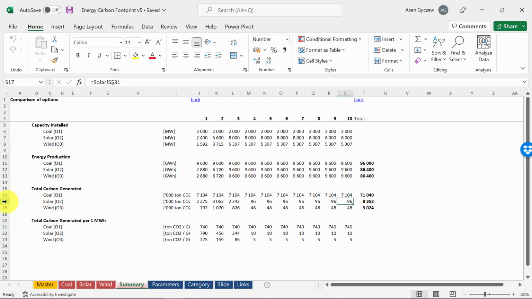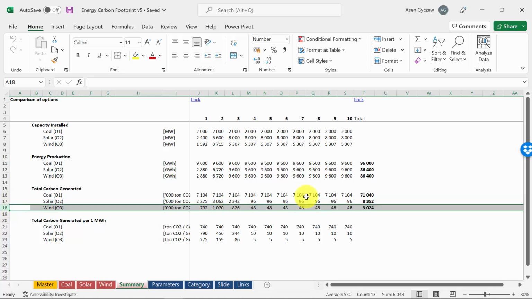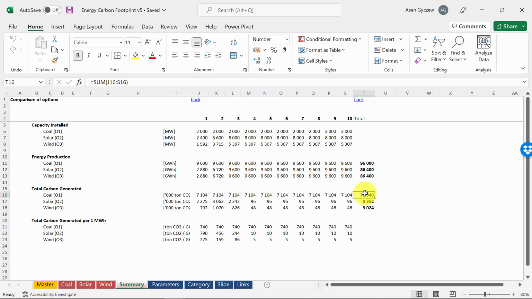Obviously, in practice, you have a mix of solar and wind, and on top of that, some storage. However, this shows you that even if we take into account the carbon that we have to create while building the solar or wind farms, switching to renewables still makes sense because it drastically reduces the carbon that we generate every year.